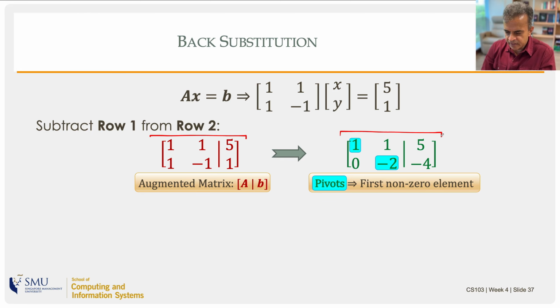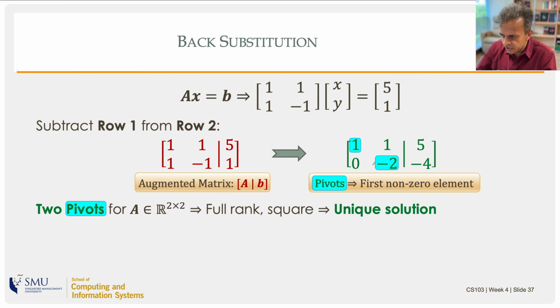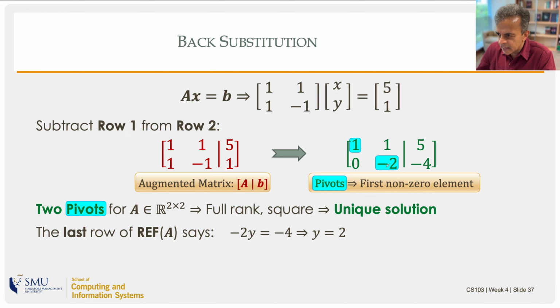And now just look at the second row there. The pivots, of course, are the first non-zero elements. There are two pivots. So it's a full rank square matrix. That means unique solution. No 0 equal to non-zero. So everything is fine. The last row, if you translate that back into an equation, that just reads minus 2y equal to minus 4. So y equal to 2.